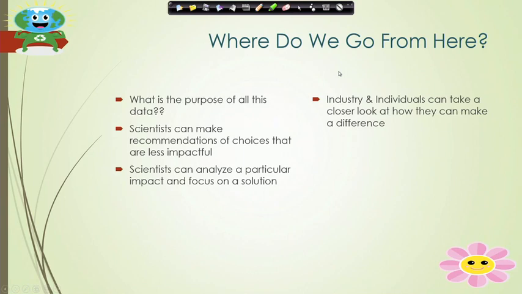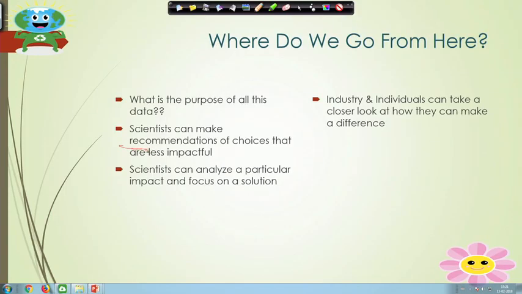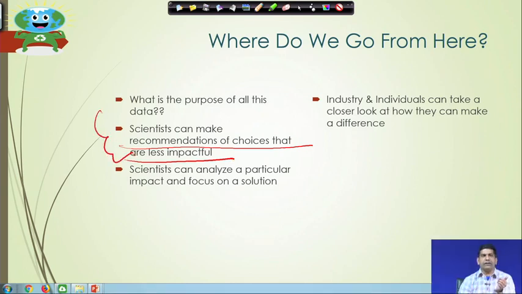So, once we get that information, what is the way forward? What can we do with this information? The first thing is, what is the purpose of all this data, and what do we really want to achieve with it? As a scientist, say an environmental scientist, I want to show the choices, and we can recommend the choices which have less impact on the environment. So, scientists can make a recommendation of choices for less impact.